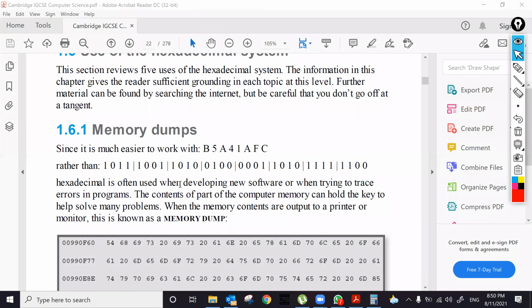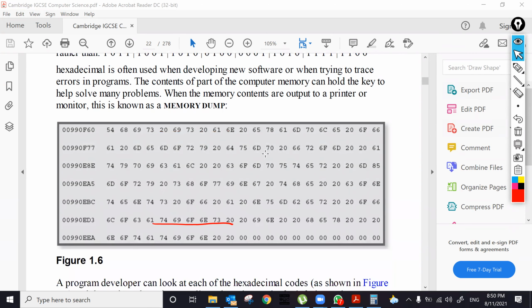Okay, so what they are saying, hexadecimal is often used when developing new software or when trying to trace errors in programs, right? The contents of parts of the computer memory can hold the key to help solve many problems. When the memory contents are output to the printer or monitor, it's known as a memory dump, right? See, these are some messages, right?